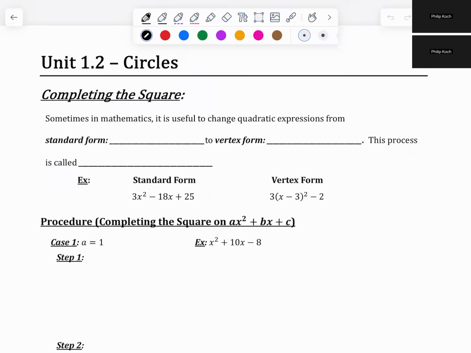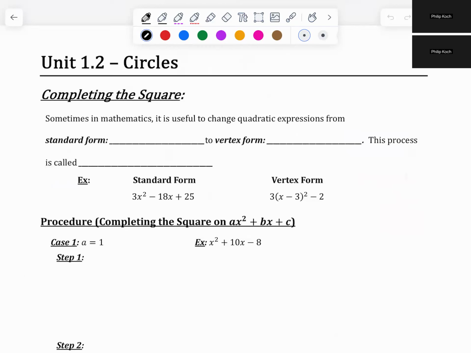Kind of a random jump honestly, but this is just how we roll here in 126. In order to get to where I want to talk about with circles, we need to talk about completing the square. Do you remember what that is? It's okay if you don't. We're going to go through the process here.